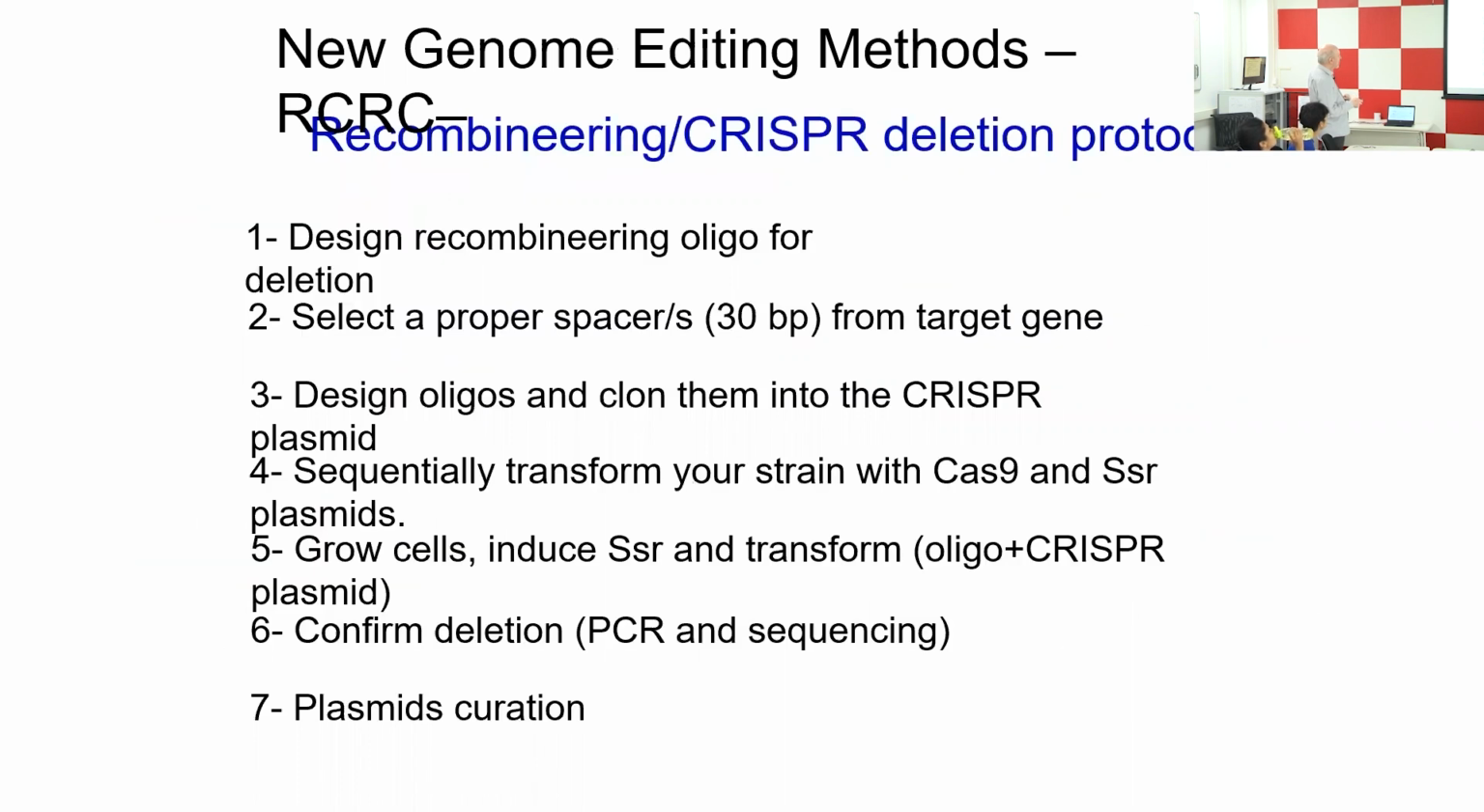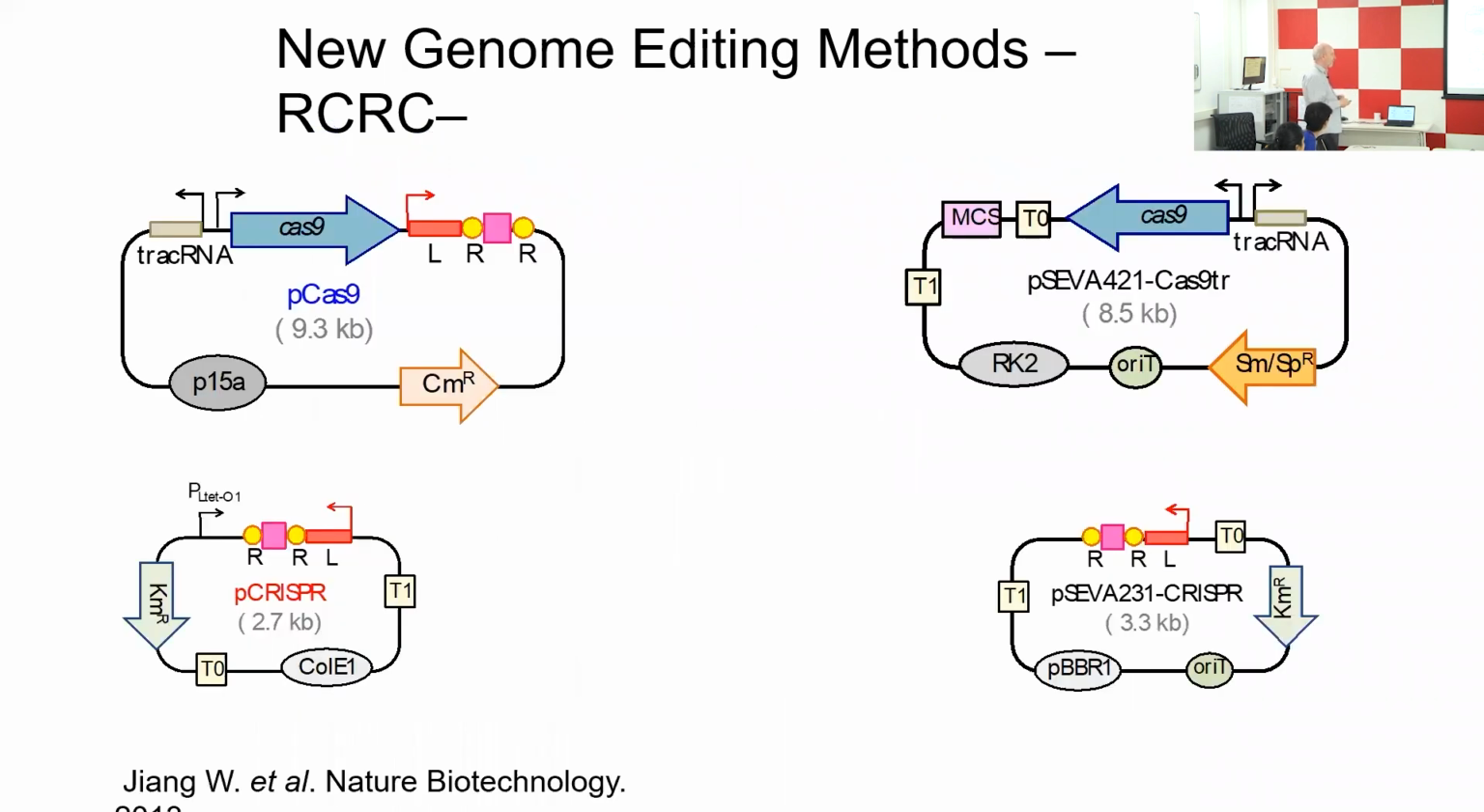So in practical terms, what you have is a deletion protocol that is simpler because it requires recombinant oligo for just one. Then select the spacers, design oligos, clone them in different plasmids, transform your strain, grow the cells, and confirm the deletion. So all this takes just a few days rather than a few weeks, as I said before.